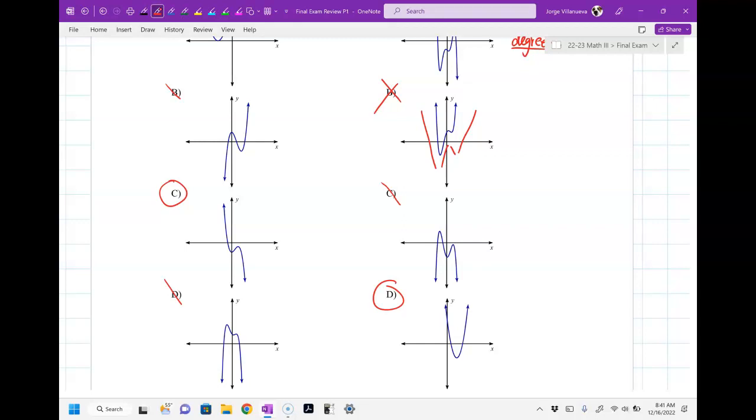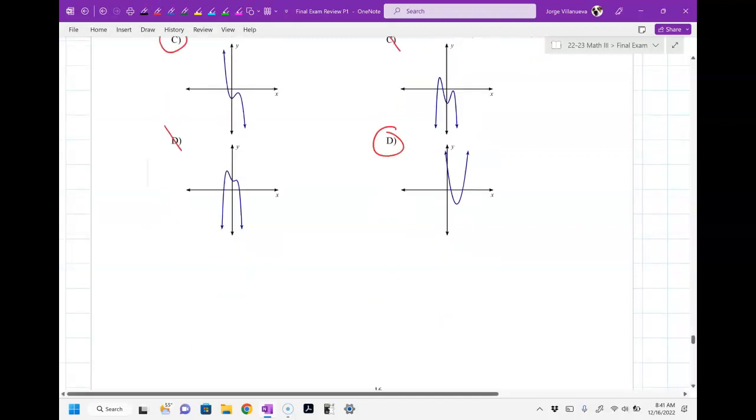So that's where that maximum number of turns comes in, right? When you're trying to figure out how many times it is going to go up and down, look at your highest power and then subtract 1. Are we okay with those? All right.